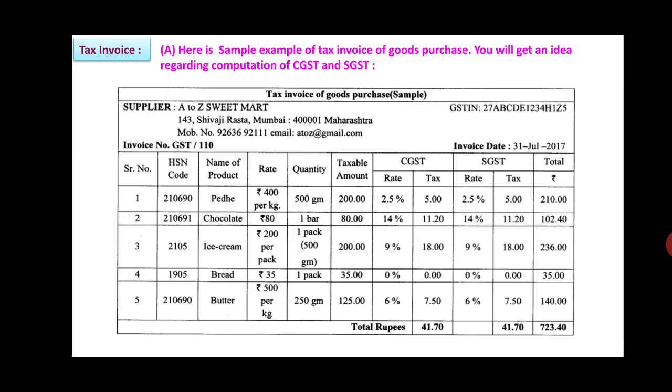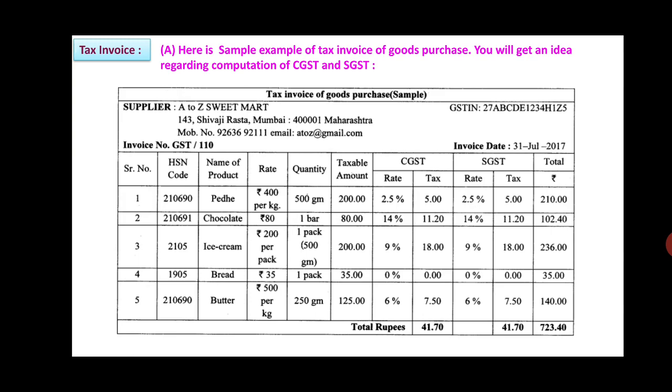Below that there is an invoice date, the date on which it has been prepared. So there are different columns: first is serial number, then HSN code, name of the product, rate, quantity, taxable amount, then CGST with two sub columns, the rate and the tax, then SGST, the rate and tax, and the total amount of the particular product. Let us consider one example.